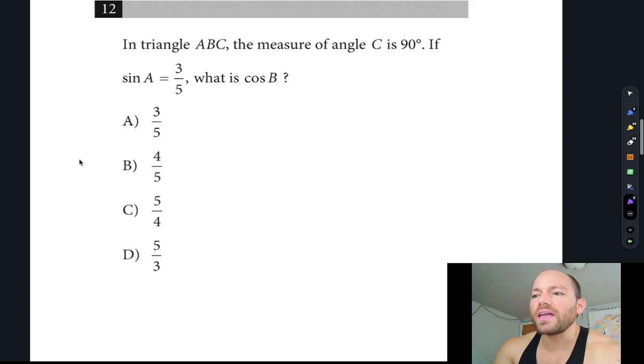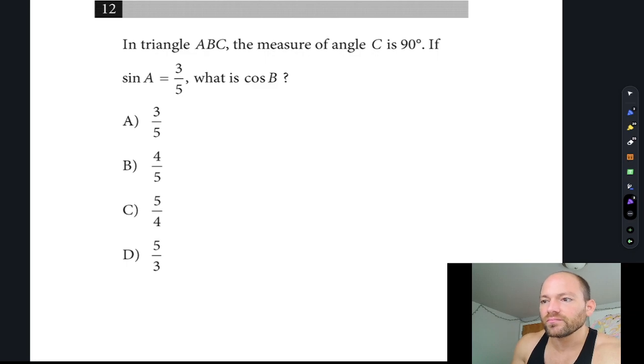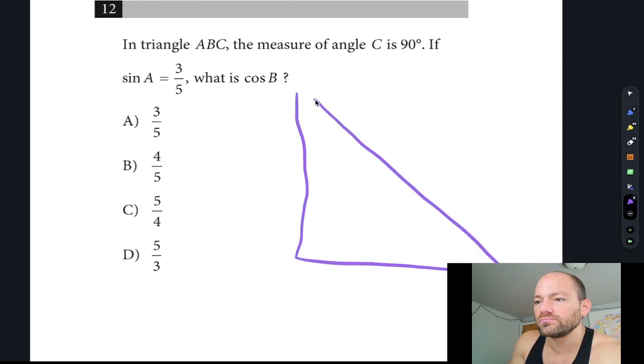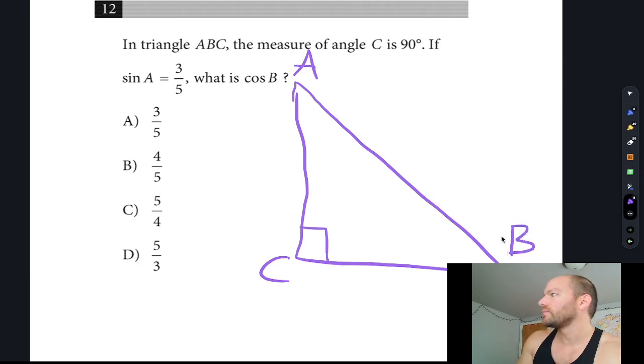In triangle ABC, the measure of angle C is 90 degrees. If sine of A is 3 over 5, what is cosine of B? Let's go ahead and draw this triangle out, but I bet you already have an idea of what's going to happen here. So let's label this. They said angle C is the 90. I'll just make this A, and down here this is B.